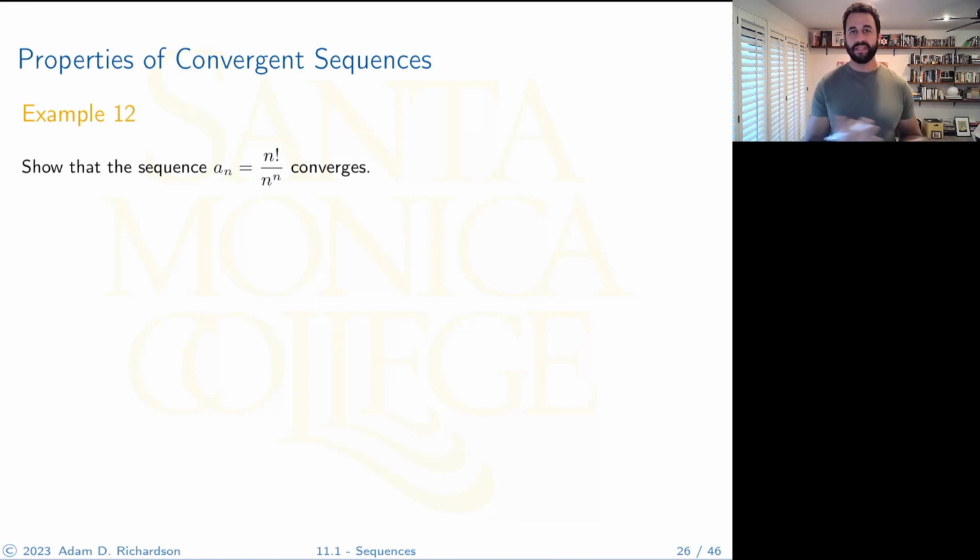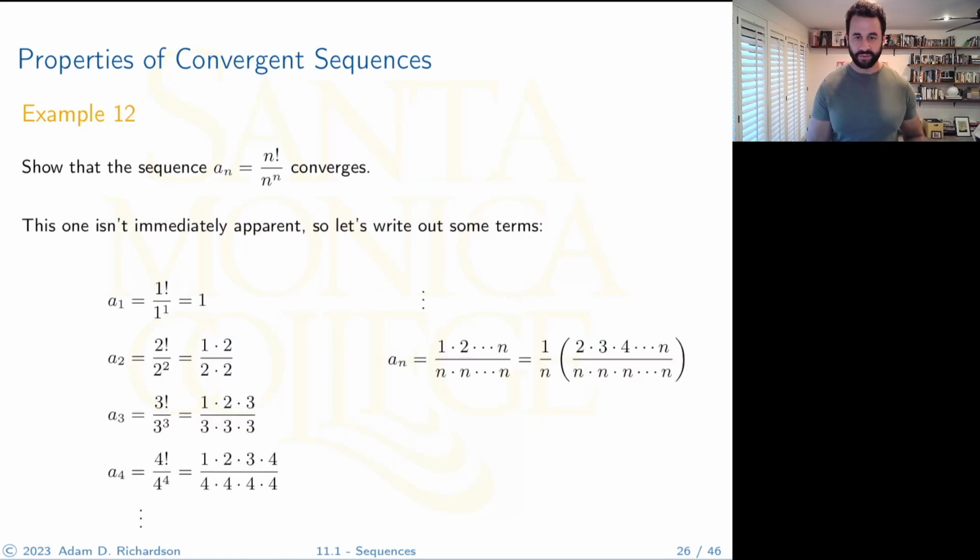When you're stuck like that, a good idea is to write out a couple of terms of the sequence and see if you can notice a pattern. So that's what we're going to do. Let's write out a couple of terms. The first term is 1 factorial over 1 to the 1, which is 1, then 2 factorial over 2 squared, and I'm going to keep everything factored. 3 factorial over 3 cubed, 4 factorial over 4 to the 4th.